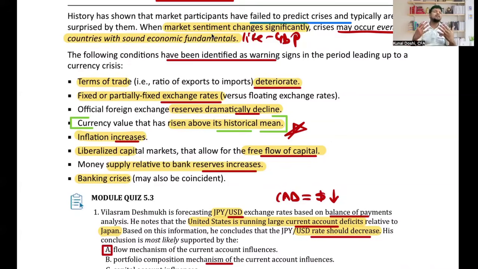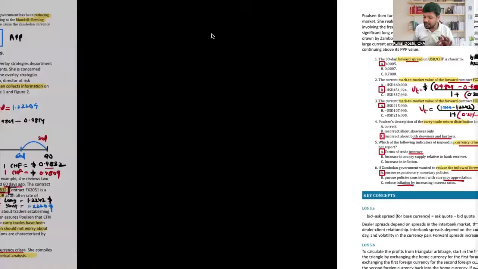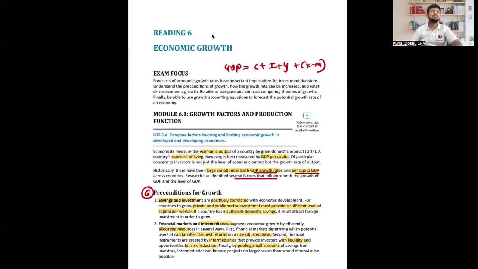Money supply relative to the bank increases. Suddenly, the money supply is flooded by the central banks. That also caused currency depreciation. We've seen that in Turkey. And of course, the banking crisis. People lose the trust in the banks. These are the important elements with respect to the currency topic.